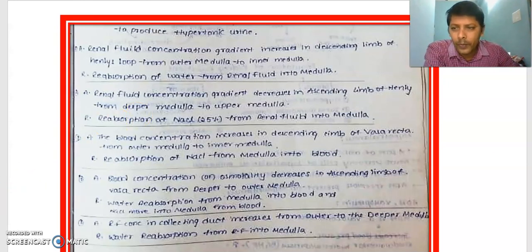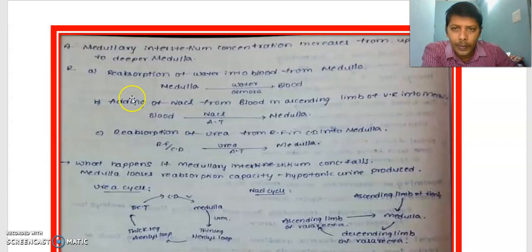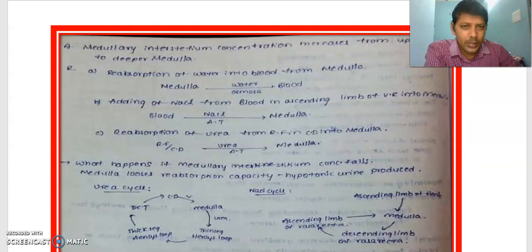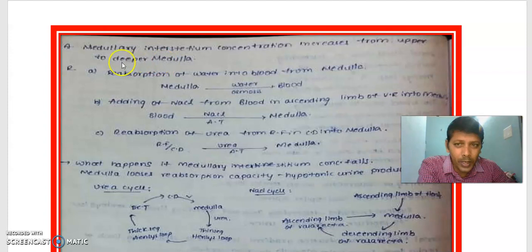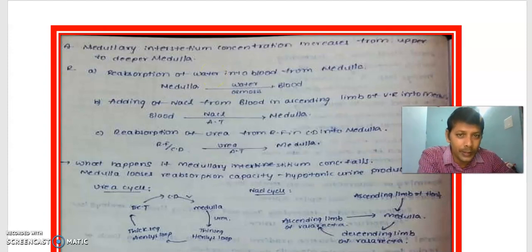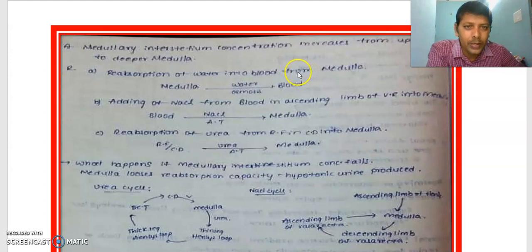You can note down these points. Assertion and reason, come to this last part. Assertion: medullary interstitium concentration increases from the upper to the deeper medulla, 300 to 1200. Reasons: reabsorption of water into the blood from the medulla. Who is doing that?